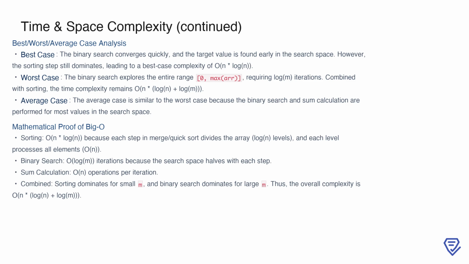To mathematically verify this complexity, consider that sorting takes O(n log n) due to dividing the array into log n levels and processing all elements at each level. Binary search requires O(log m) iterations as the range is halved in each step, and the sum calculation within each iteration takes O(n). Combining these, the dominant factors are sorting for small m and binary search for large m, leading to an overall complexity of O(n (log n + log m)).